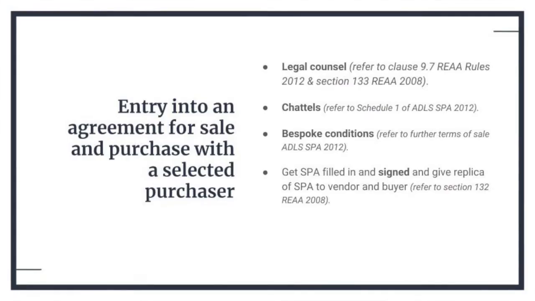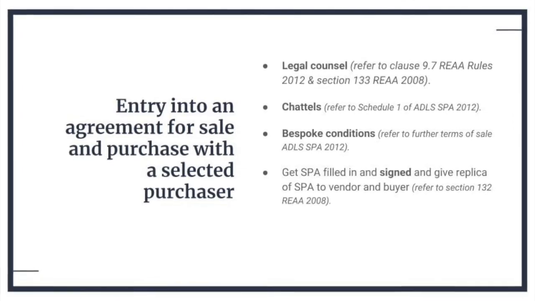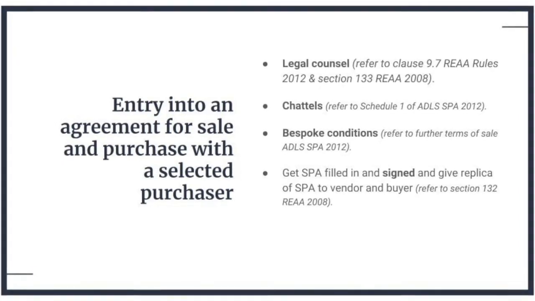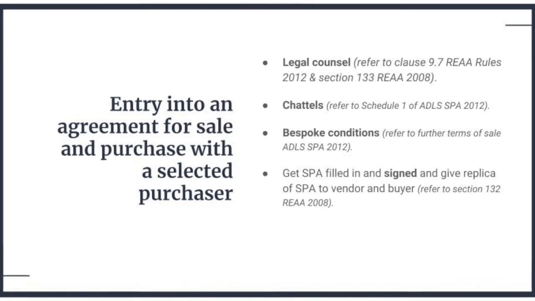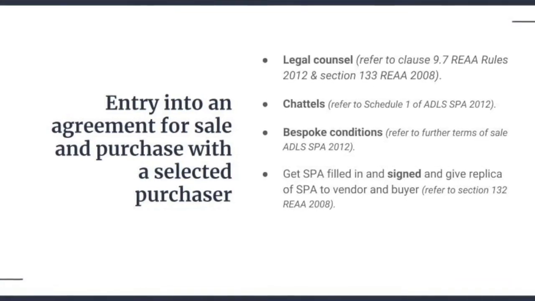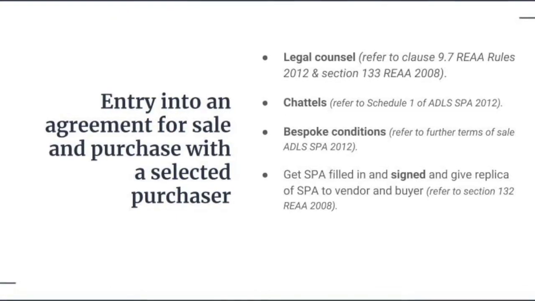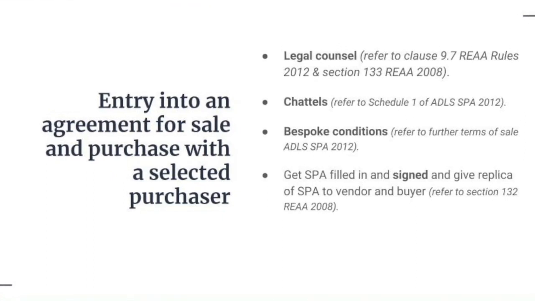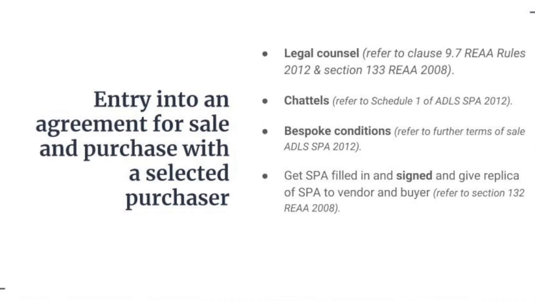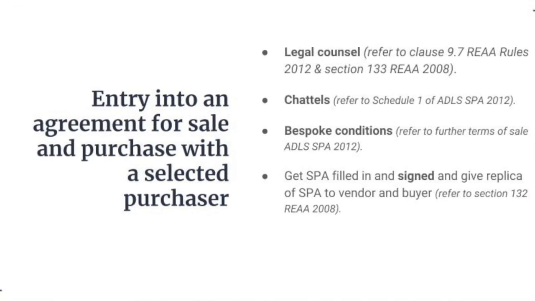Entry into an agreement for sale and purchase with a selected purchaser. According to Section 9.7 of the Real Estate Agents Act 2012, before a prospective client, existing client, or customer signs an agency agreement, a sale or purchase agreement, or other contractual document, a licensee must recommend that the person seeks legal advice, ensure that the person is aware that they can seek other advice and information, and allow that person a reasonable opportunity to take advice.